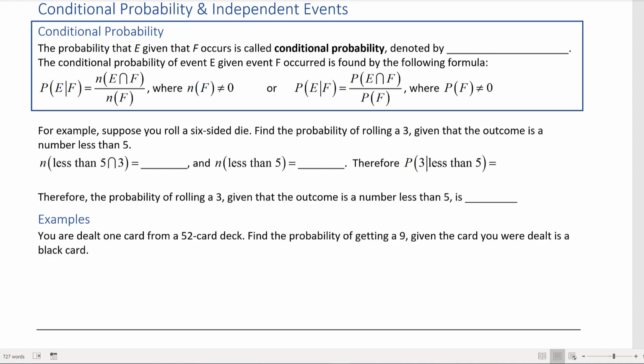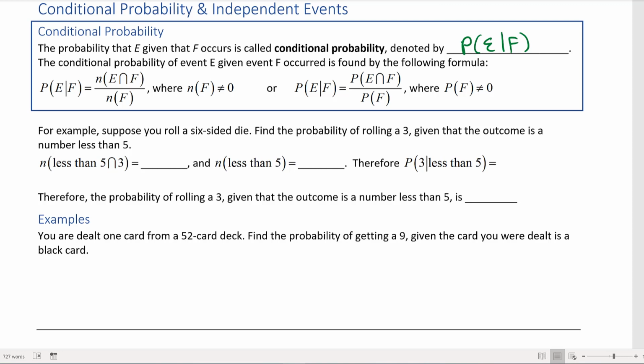Today's lesson is on conditional probability and independent events. First, we're going to talk about what conditional probability is. The probability that E, given that F occurs, is called conditional probability and is denoted P of E given F, and that's exactly how you pronounce it. So the probability of event E given F occurs is found by the following formula.